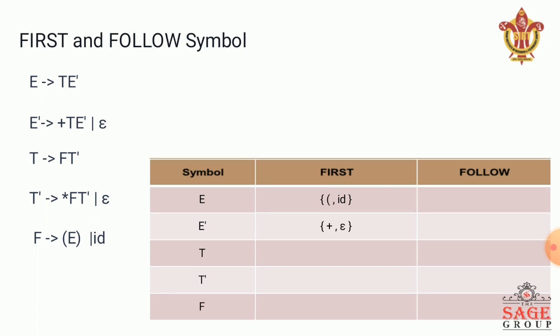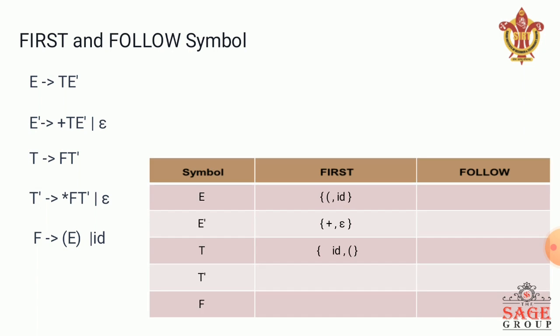Now for E dash, we find directly in the first place is plus, which is a terminal. So plus and epsilon are included in first of E dash. In case of T, we have included opening bracket and id in a similar manner. In case of T dash, star and epsilon, and in case of F, opening bracket and id can be used as the first symbol of the grammar.